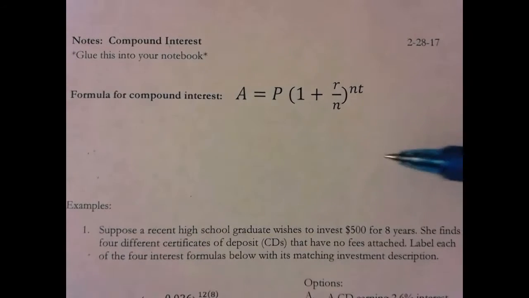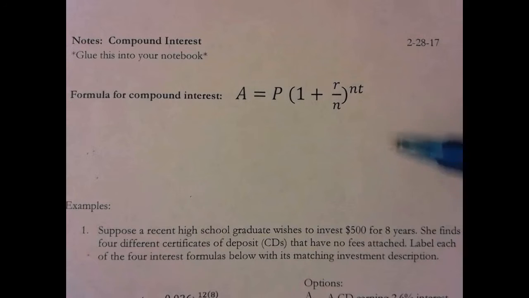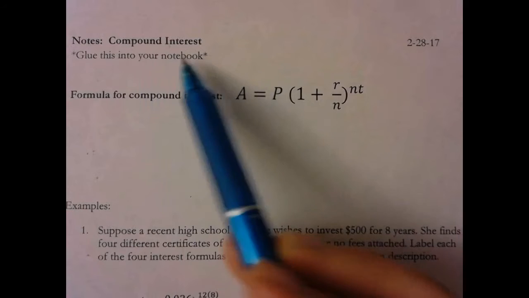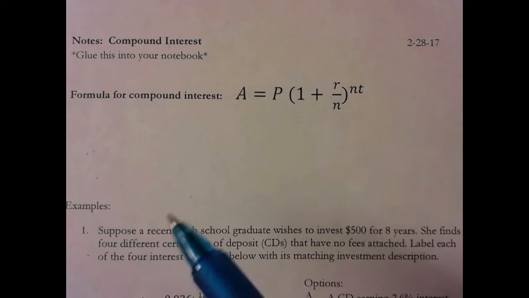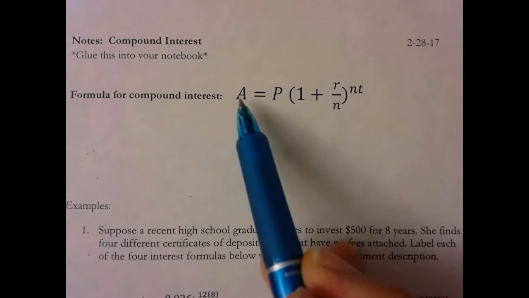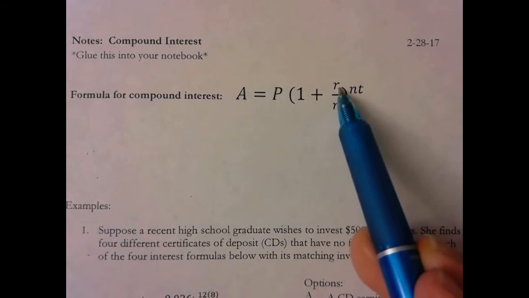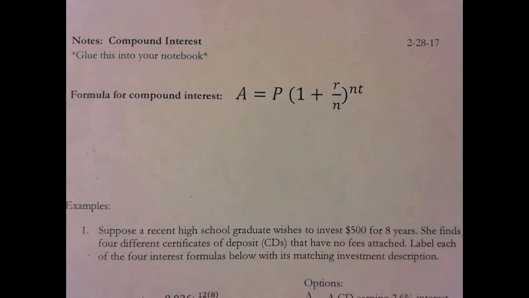First, make sure you have this handout, and second, make sure you've already watched the notes from yesterday because it'll really help you out. Compound interest is just a special type of exponential formula. And here's our formula for it: A equals P times (1 plus R over N) to the NT.